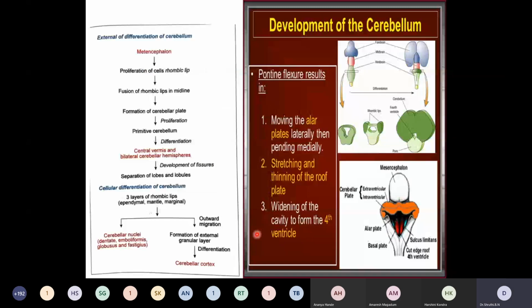If you come to the development of the cerebellum, at the pontine flexure the alar plates move laterally and bend medially like this. It bends, stretching the thinner plate of the roof, that forms the rhombic lip, and widening of this forms the fourth ventricle. There is a simple example to demonstrate this. You just take a tube, any pipe, slit it vertically on one surface and bend it ventrally, so that you can see the formation of the fourth ventricle.